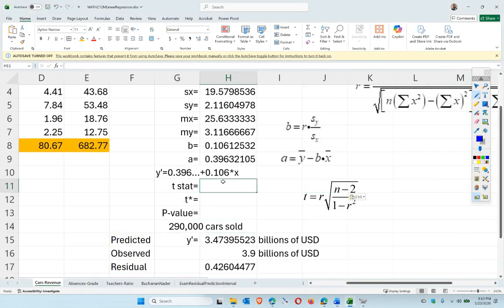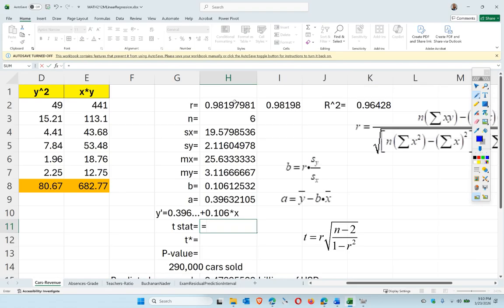Okay, so the t stat is my r value times the square root of a numerator n minus 2, so it's going to be parentheses n minus 2, close paren, divided by parentheses 1 minus r squared, close paren. There's my t stat and my t critical.